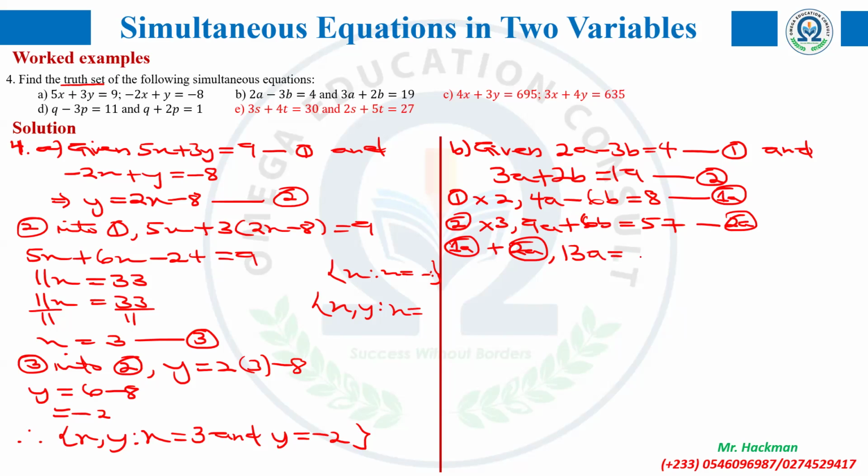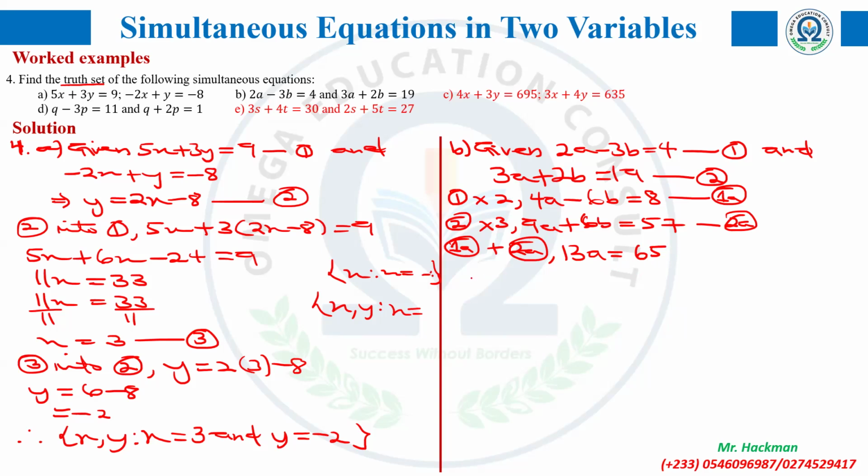That should be equal to, okay, we are going to get, this will go anyway, so that will be eliminated. So we are going to get 57 plus 8, and that will give us 65. Am I right? Hello, am I right? Okay, so that will give us this value that we have here.